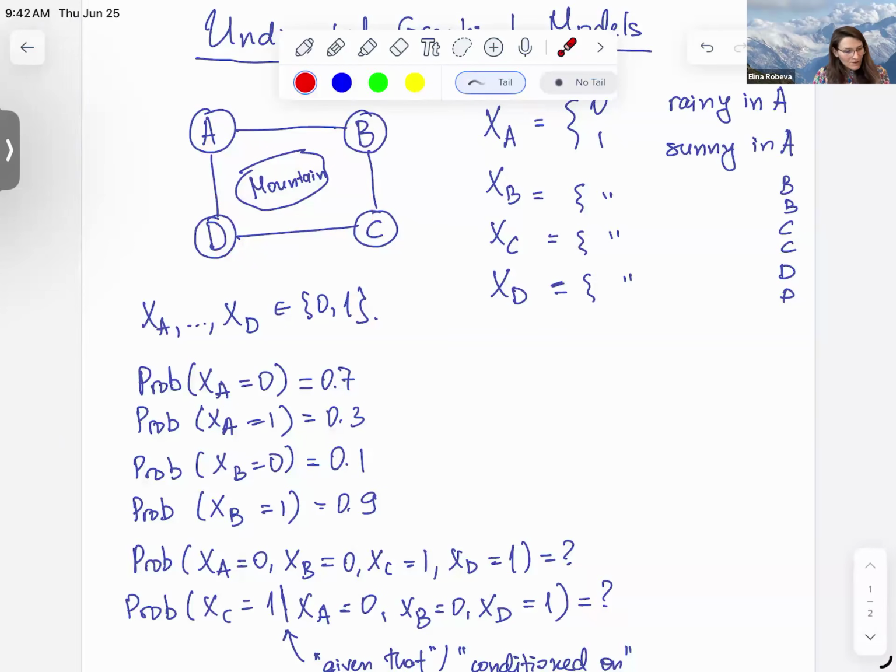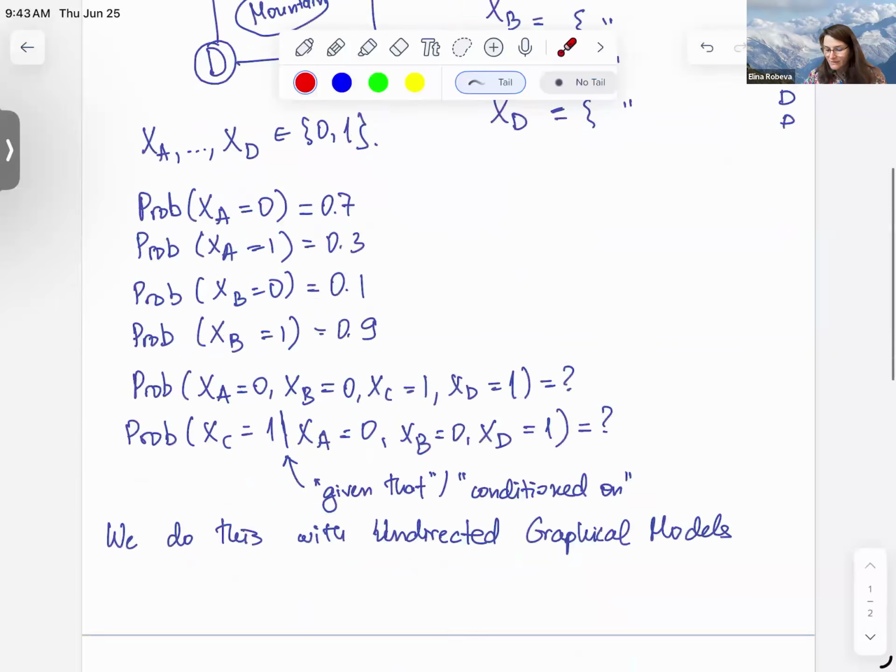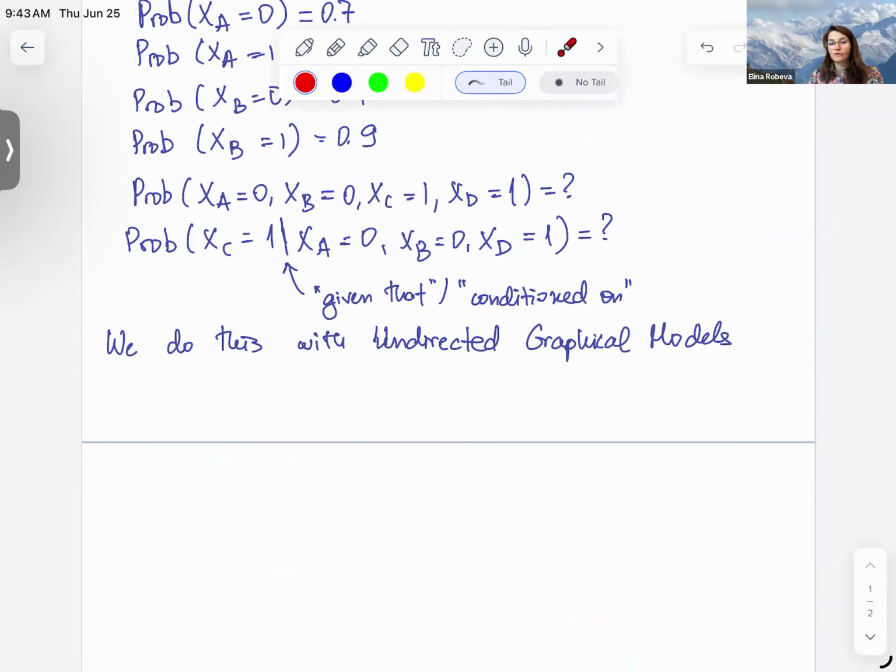So today what I'm going to do is just define these models. This is a whole field, so it's just a little introduction into what things look like in this field.